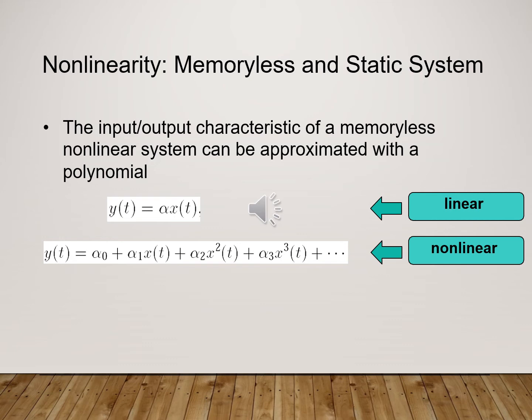So we used to approximate it, like in linear applications, as y of t equals alpha x of t, but using the Taylor series expansion, one can model it as y of t equals alpha naught plus alpha 1 x of t plus alpha 2 x squared of t, up to higher orders and so on.